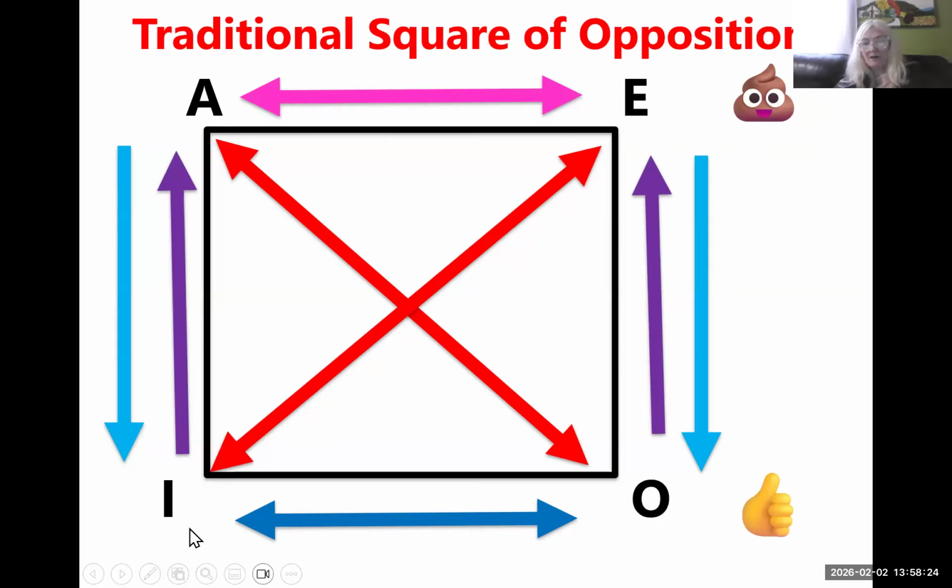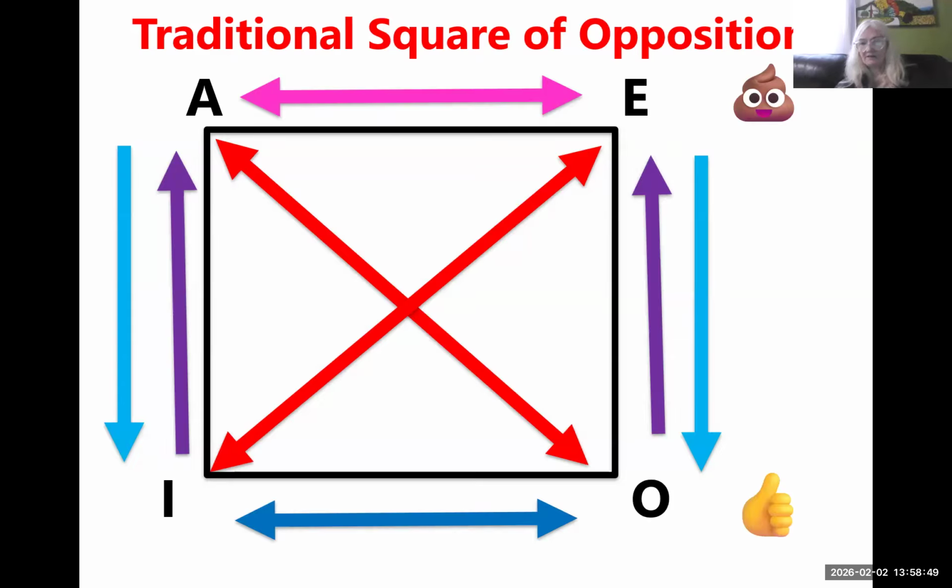At the bottom, we have our subcontraries, I and O. On the sides, we have what we call our subalternates. Okay, so the side indicates what we call subalternation. So we have two arrows because they alternate, one going down and one going up. Okay, so that's the setup here.